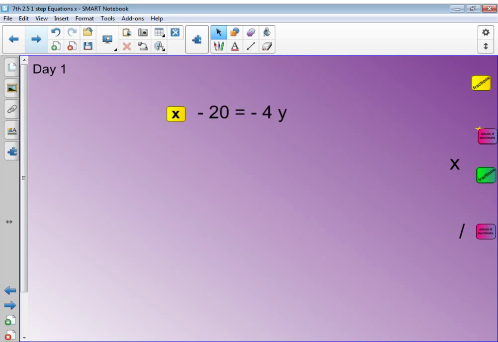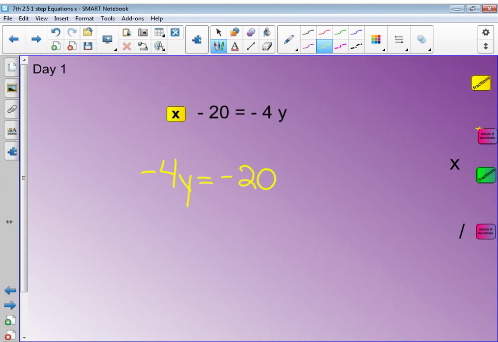So we have negative 20 equals negative 4 times y. Now, students who like to work left to right can rearrange this equation. If they would like to rewrite it, you could rewrite it to look like this: negative 4y equals negative 20. As we work through this, we have to remember that we're not necessarily doing the opposite of the number, but the opposite of the operation.